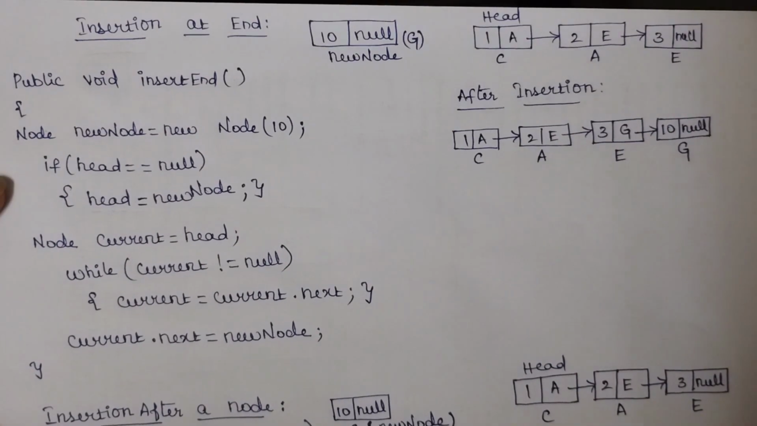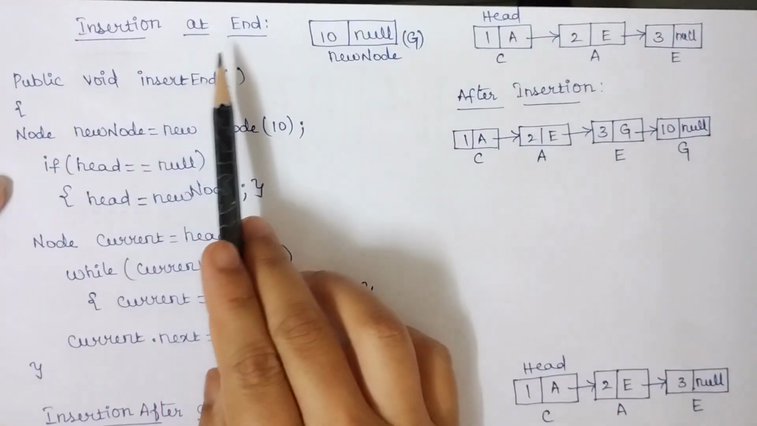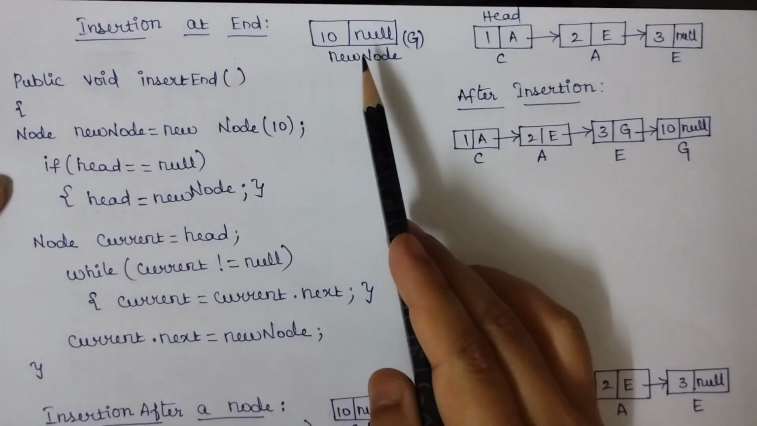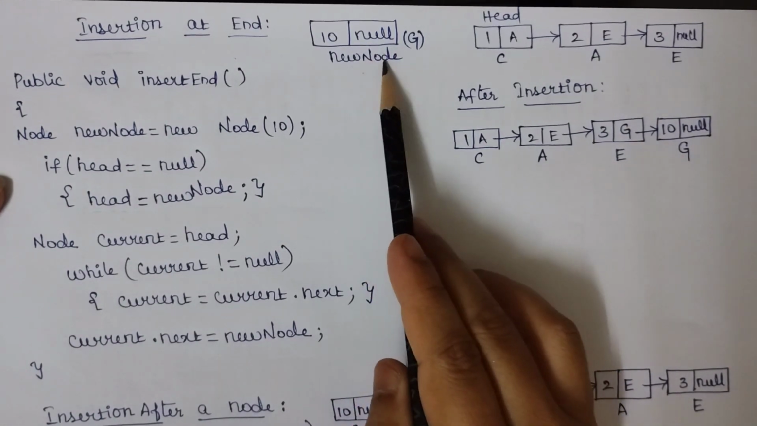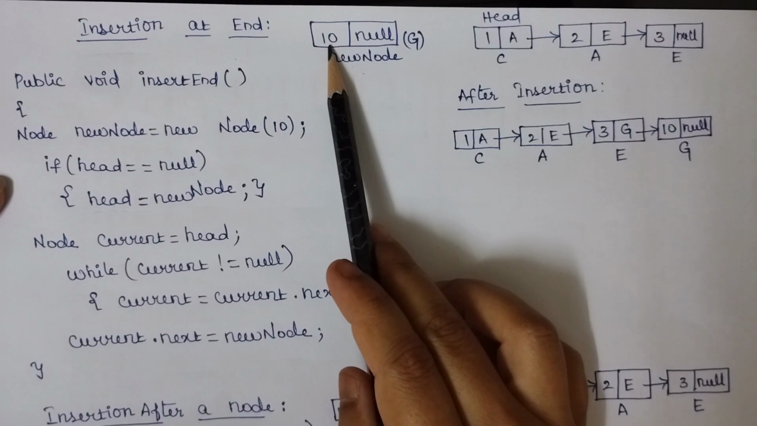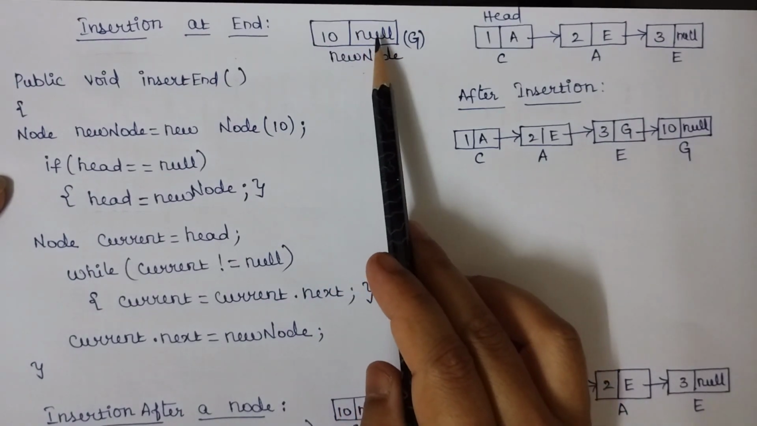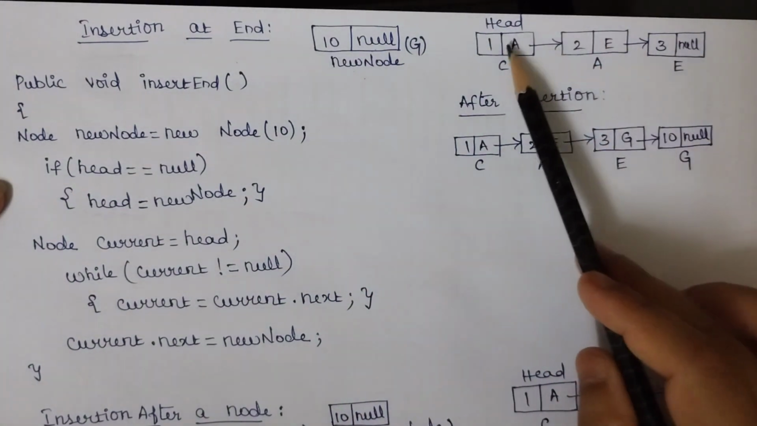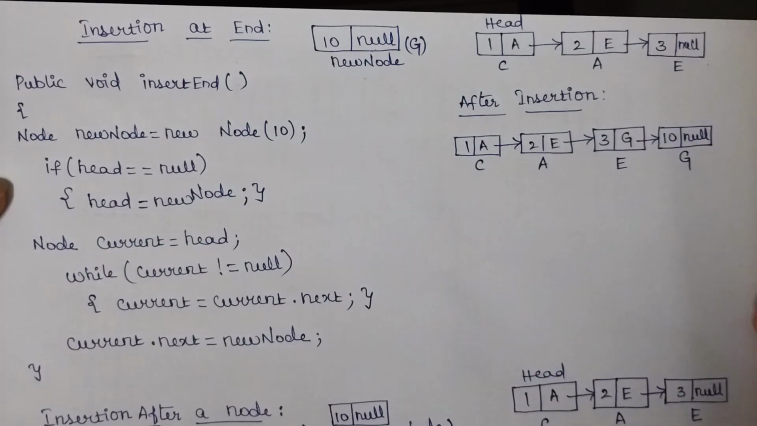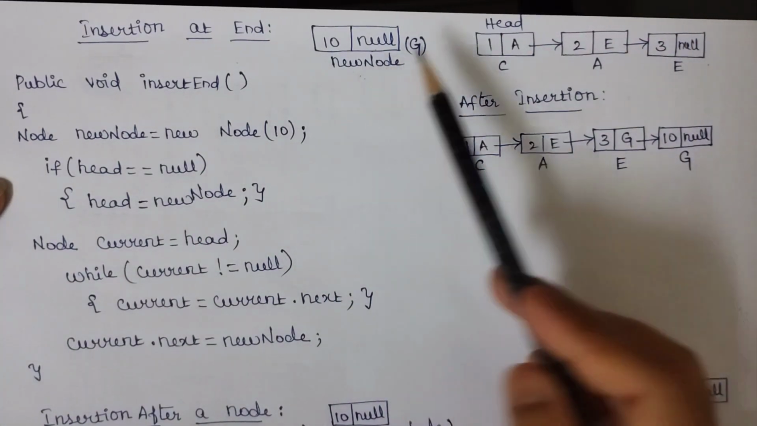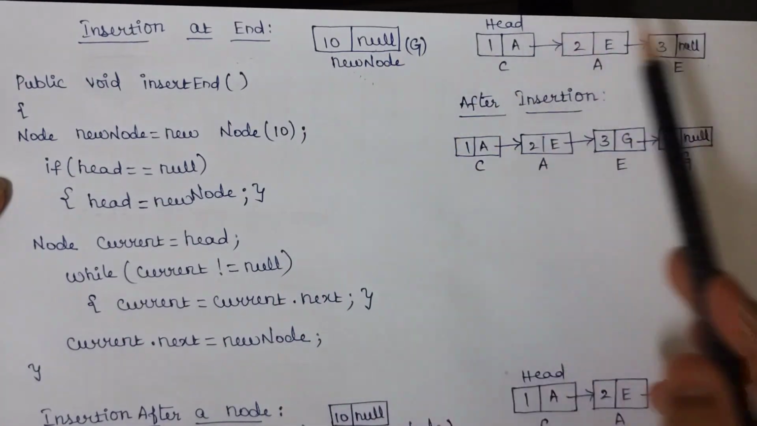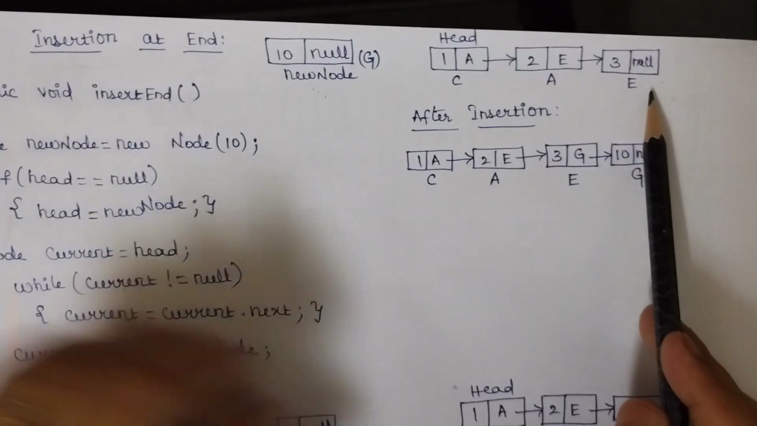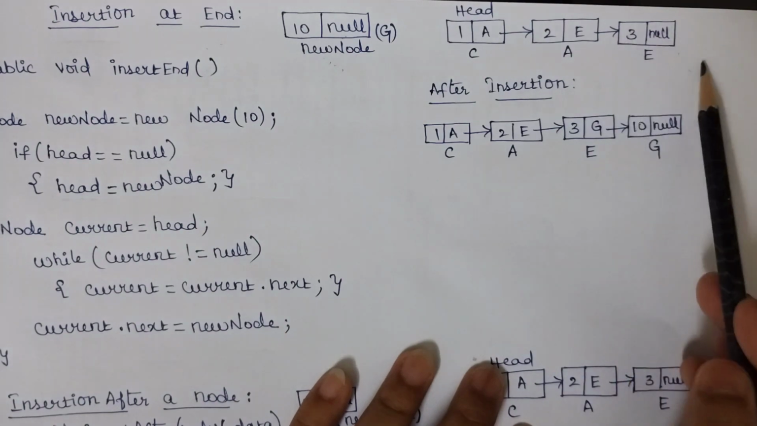Next is insertion at end. So how do you do insertion at end? Again, when you are performing insert operation, you need to create a new node. Here I have created a new node with the same data value 10 and the next pointer is pointing to null. Okay, and this is my existing list. If I want to add this new node at the end, because this is insertion at end, so how do I add it? What are all the changes I need to do?